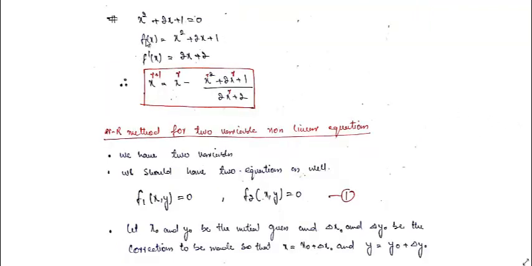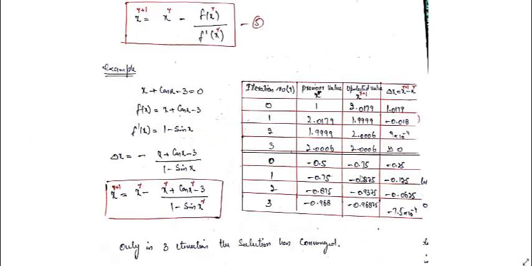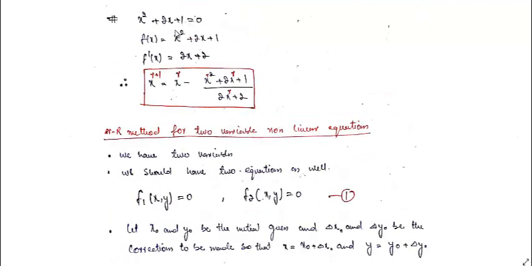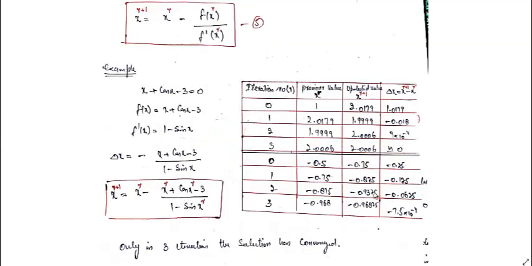Let us try to have one more, that is x square plus 2x plus 1 is equal to 0. F of x is equal to x square plus 2x plus 1. F dash of x is equal to 2x plus 2. So x r plus 1 is equal to x r plus delta x, that is, minus x r square plus twice x r plus 1 divided by 2x plus 2, that is f dash of x. Its value is also given over here. You can see I have started from minus 0.5 because I know that its solution is minus 1. So this is x r, this will be x r plus 1, this is delta x.